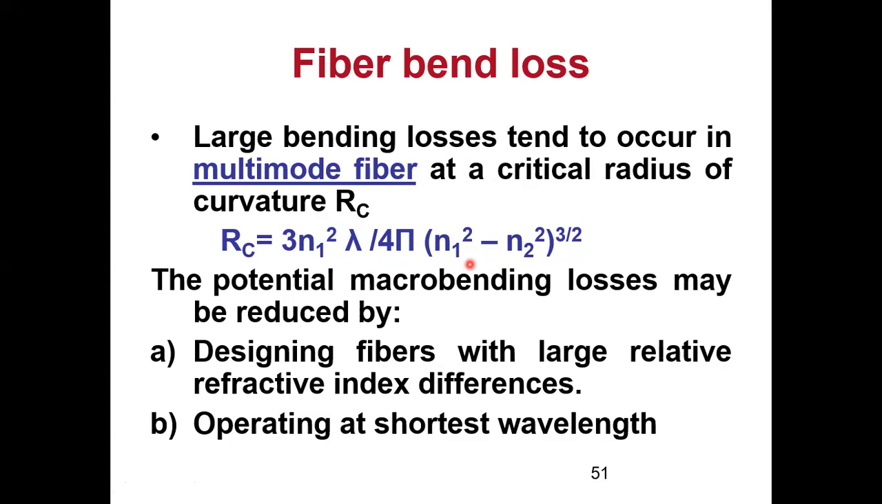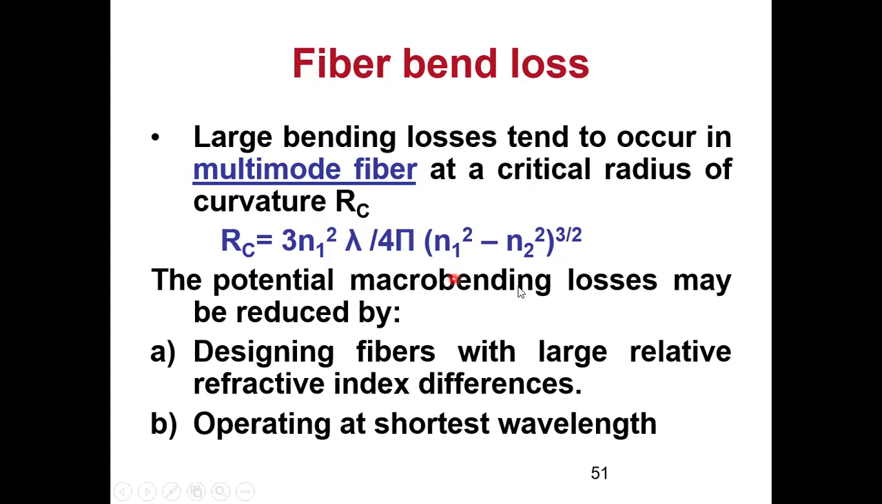So n1 is the refractive index of the core. This is of the cladding. Lambda is the wavelength at which the light is propagating. So with these 3 parameters, you can calculate the radius of curvature for a multi-mode fiber. For a single mode fiber, the formula will be different.